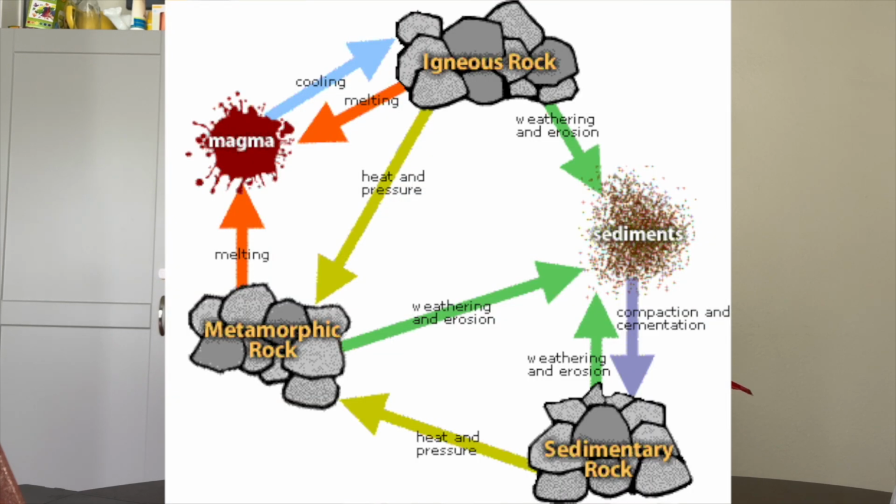I'm going to go ahead and show you the rock cycle again. Reminder that with the rock cycle, these three types of rocks can turn into each other through breaking down, through melting, through pressure, through compaction, through cementation. There's all these different processes that can happen to form these different types of rocks. Let's do a review. Quiz time.